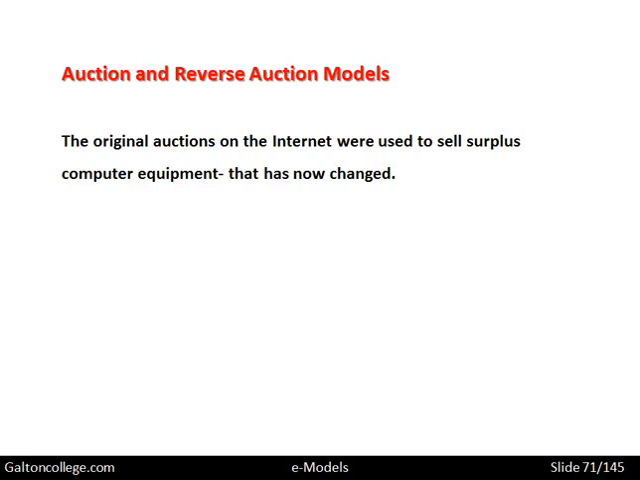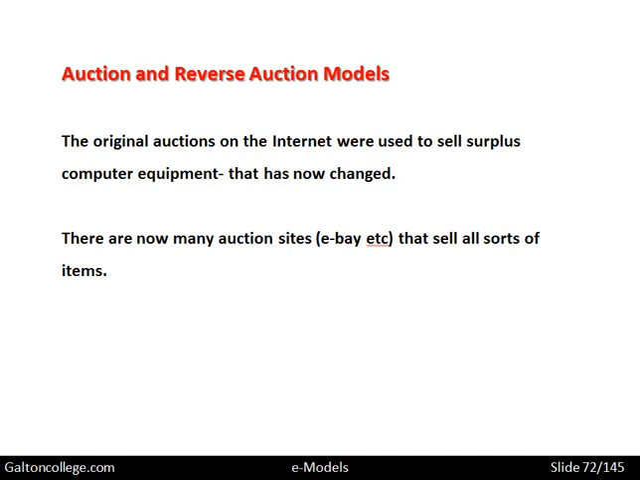And there are very good examples of this in eBay, where auctions are very popular. It's almost a fun thing to do, to make a bid on a product to see if they've won the product at that particular price. So eBay is one that stands out, and it sells all sorts of items, not just computer excess stock, but it could be anything. And people bid for the product. There is a time period, and at the end of the time period, the highest bid wins.